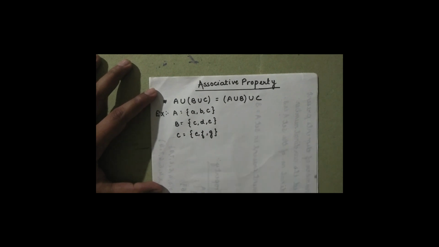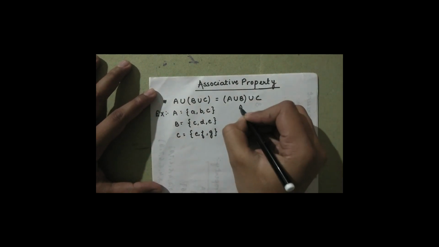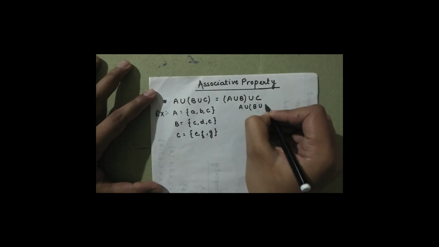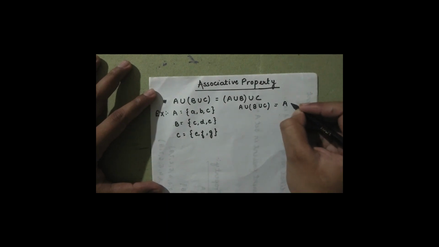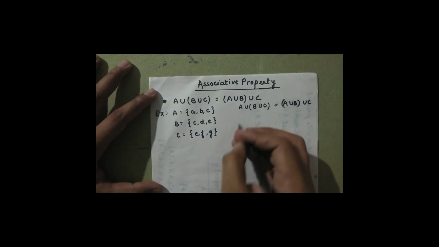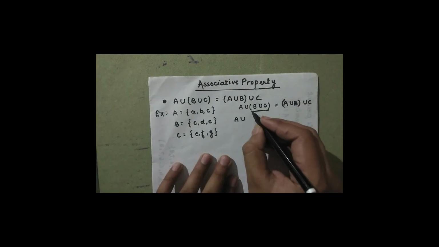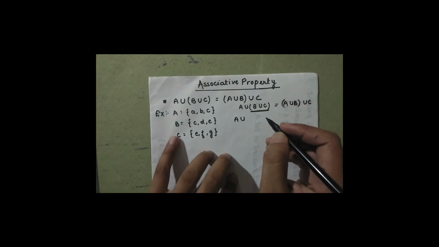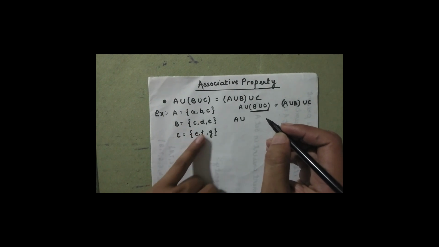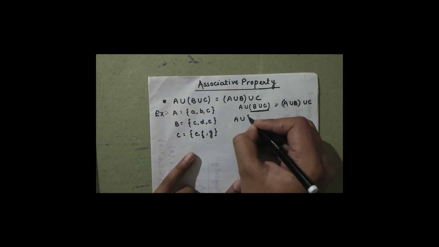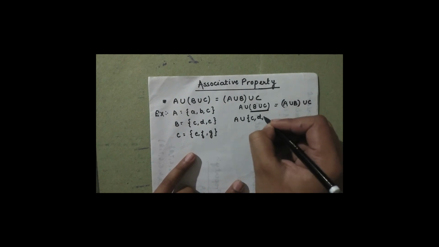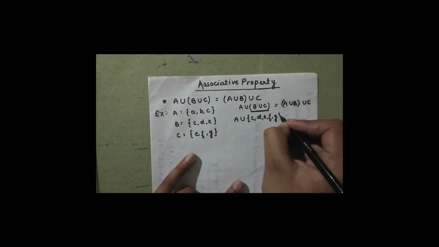So we put the LHS part, A union (B union C), equals the RHS, (A union B) union C. In this, we first do B union C. What is B union C? B union C combines those two sets. So we combine the two sets C, D, E and E, F, G. So here it is C, D, E, F and G.